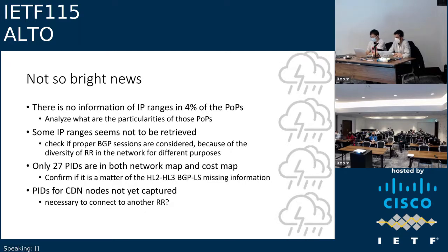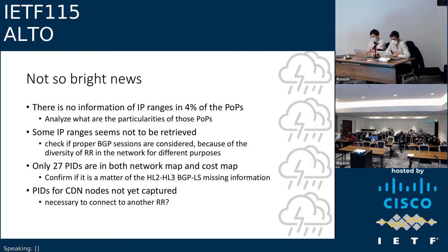Well, those were the good news. The not so good news, the things that we still need to fix: there is no IP range information for about 5% of the POPs, the points of presence. We need to analyze what particularities these POPs have to understand why they are not advertising the information. Some of the IP ranges seem not to be retrieved. We have a good number of them, but there are some missing, so we need to understand what is happening with them.